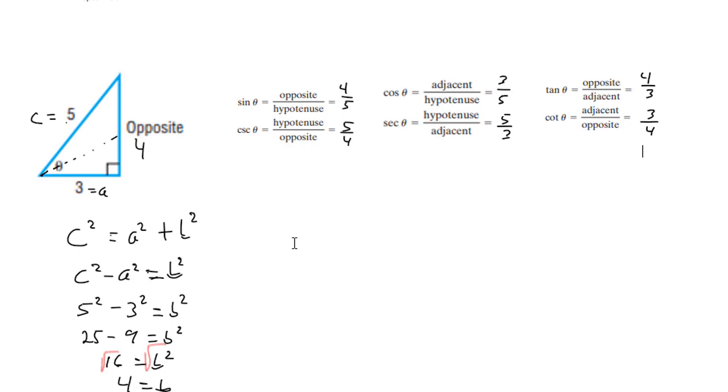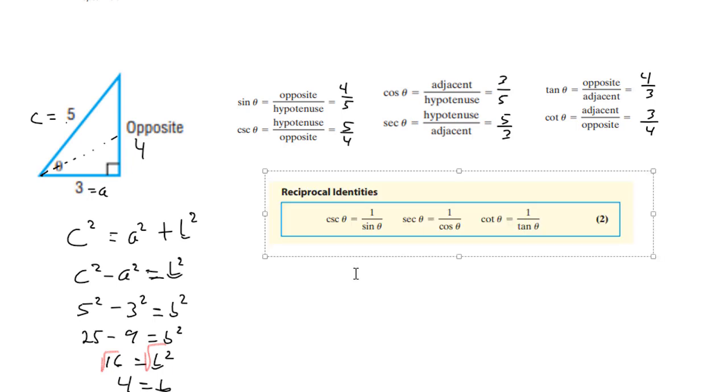Those relationships we're going to call fundamental identities. First of all, we're going to have the reciprocal identities, which are: cosecant is equal to 1 divided by sine, secant is equal to 1 divided by cosine, and cotangent is equal to 1 divided by tangent.